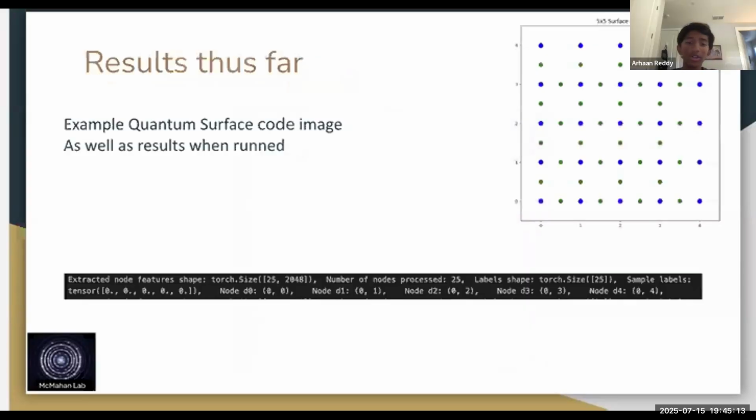Okay, our results so far. We extracted features from our CNN and used them for our GNN. We also used an image processor to make the surface code image. As you can see, we're using a 5x5 surface code. We also have the output. A node is just a fancy term for each of those vertices, and a tensor is just a type of data structure. In our case, our data structure is going to be the grid, which holds all the data.